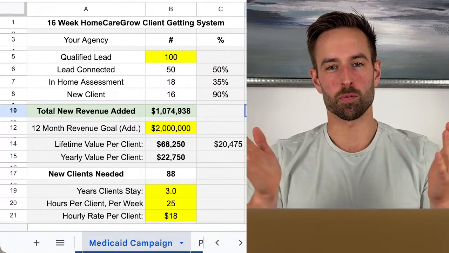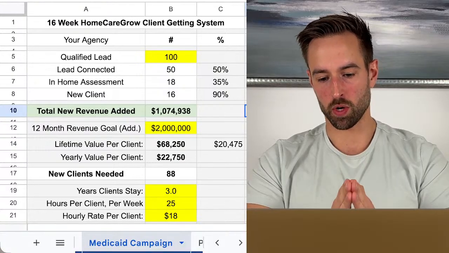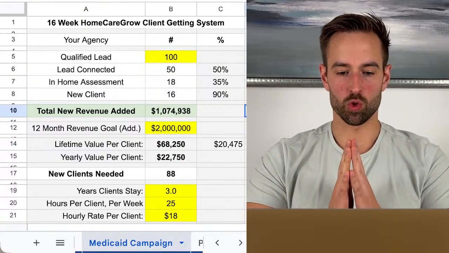So yeah, it's just something to consider. And I know I'm rambling a little bit, but hopefully I've answered that first question, which payer type you should target.